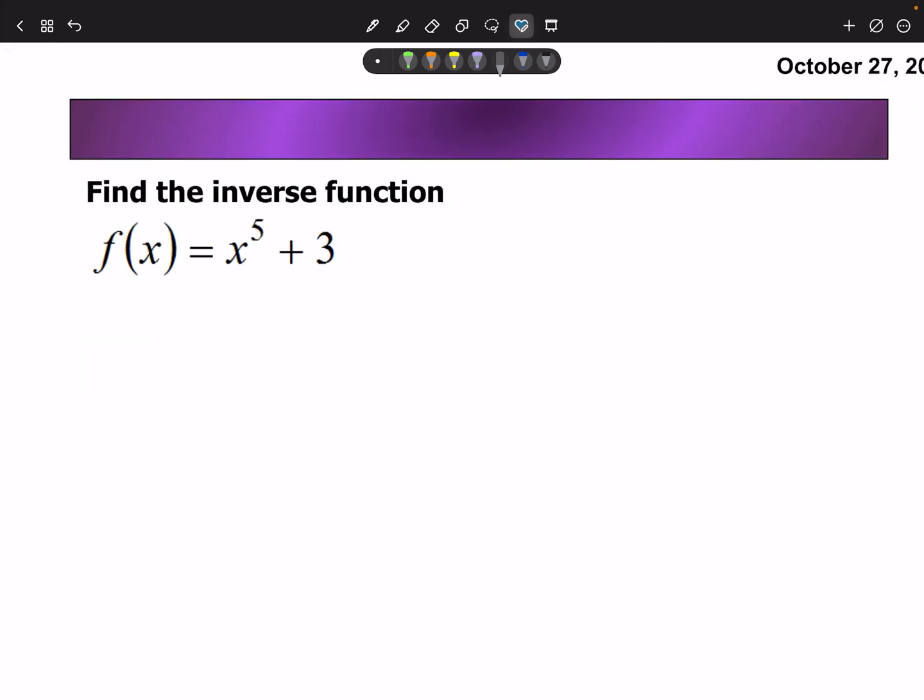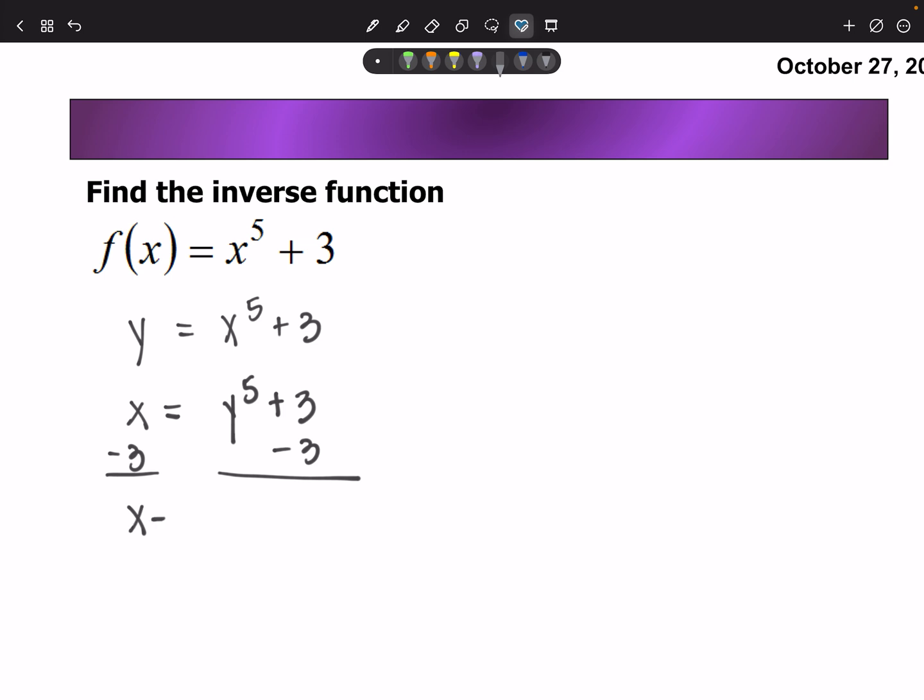Sometimes we have to take the inverse of a polynomial function that has a higher degree. And this is an example. We have f of x equals x to the 5th plus 3. I'm going to change f of x to a y. I'm going to flip x and y. I'll subtract 3 from both sides. So I have x minus 3 equals y to the 5th.